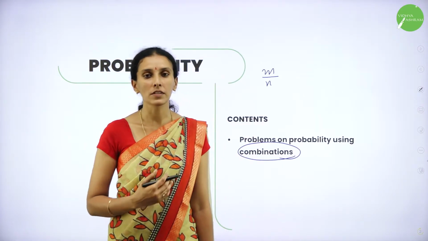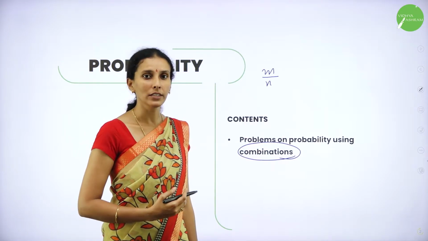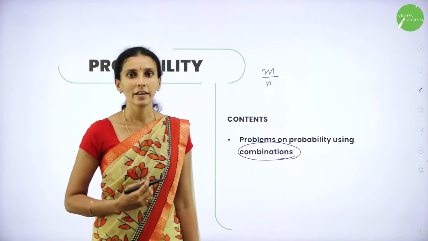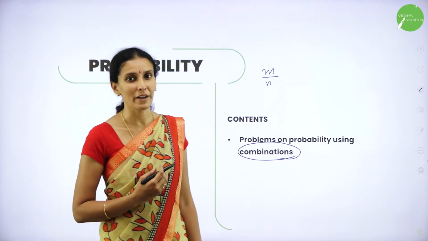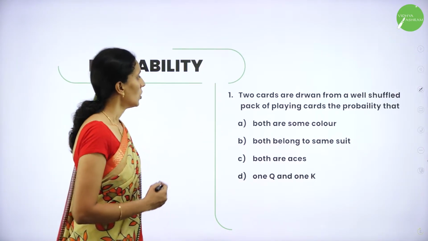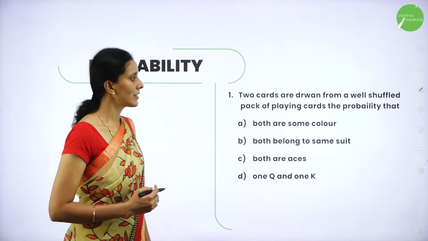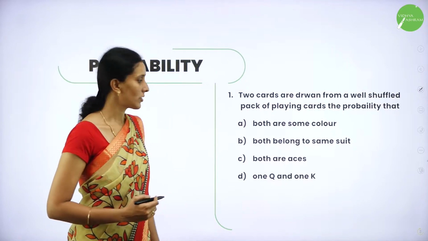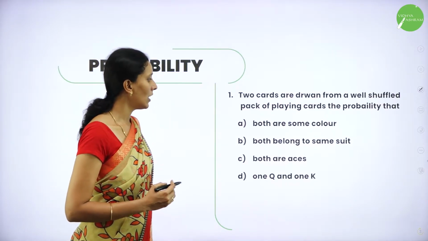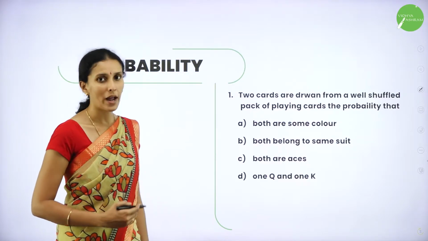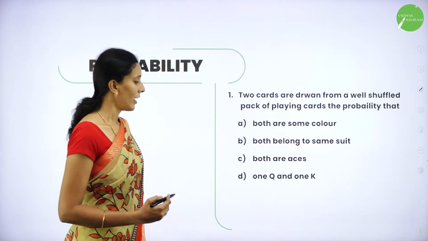Why combination? Let us see why combinations are used to find the probability. So here is my first example. Two cards are drawn from a well-shuffled pack of playing cards. Find the probability that both are of the same color, both belong to the same suit, both are aces, one is a Queen and one is a King.